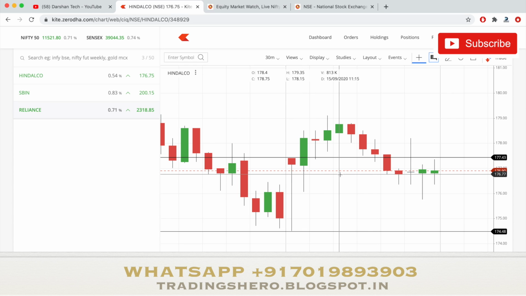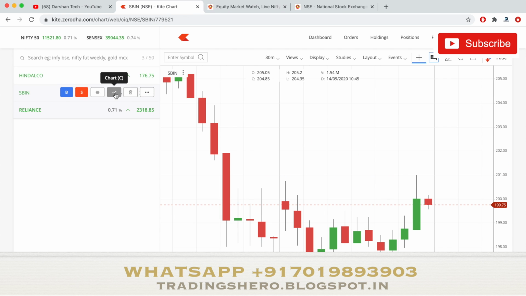Yes, so you might be asking what target and stop loss to keep. The better target and stop loss to keep will be around 1% as target and 0.5% as stop loss, or if you want to be safe, you can keep 0.5% as your target. Okay, so let's check the next stock, what has happened.